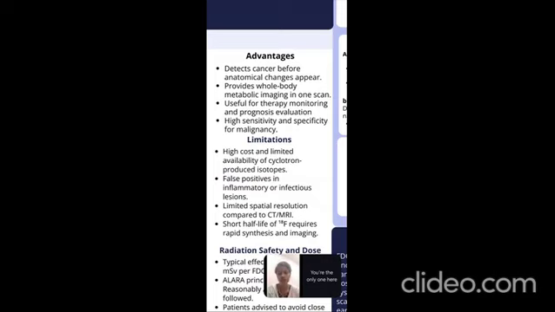The limitations are high cost and limited availability of cyclotron-produced isotopes, false positives in inflammatory or infectious lesions, and limited spatial resolution compared to CT and MRI.